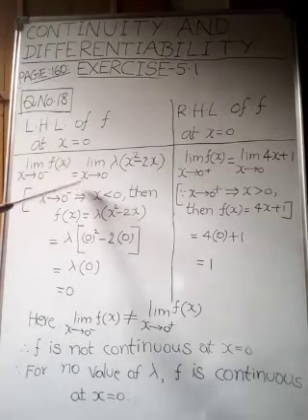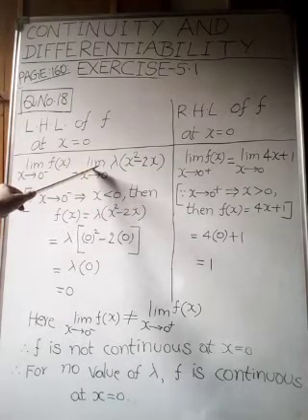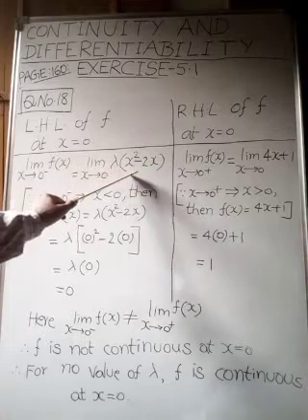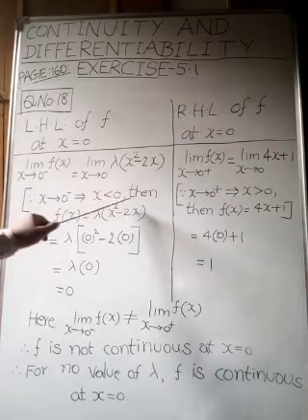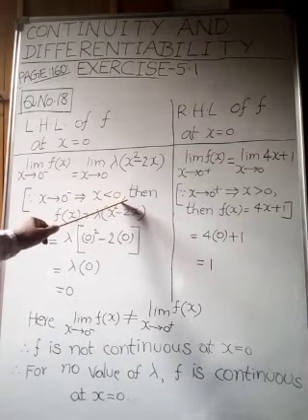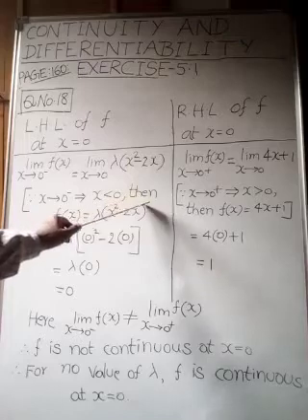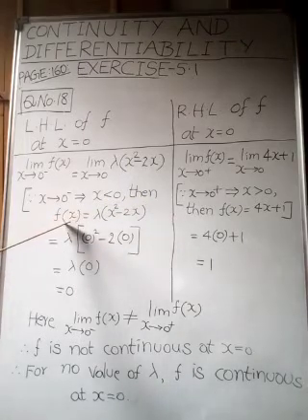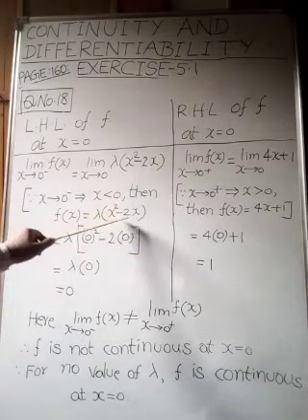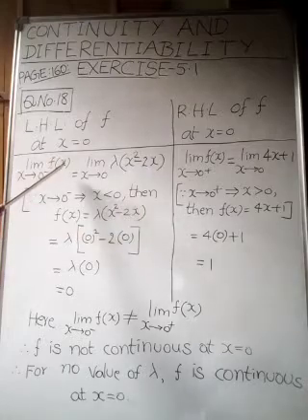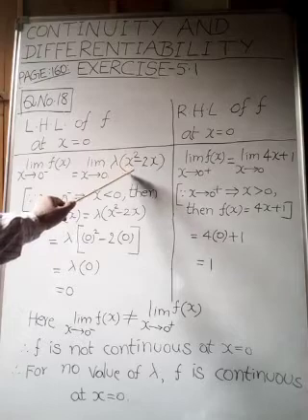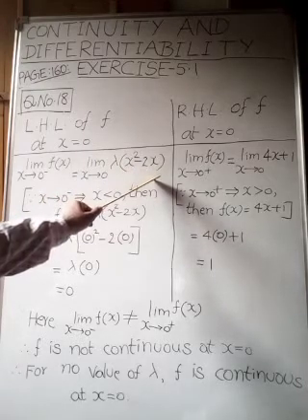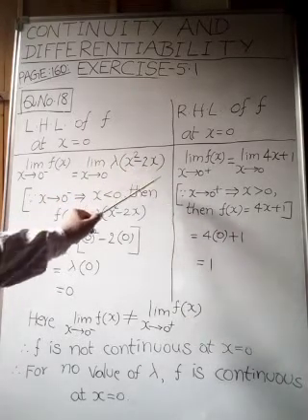That is equal to the limit as x tends to 0 of lambda of x square minus 2x, because as x tends to 0 minus means x is less than 0. X values are less than 0. In that case, f of x is defined as lambda of x square minus 2x. That is why here I have taken f of x as lambda of x square minus 2x. Understood this step, my dear children?